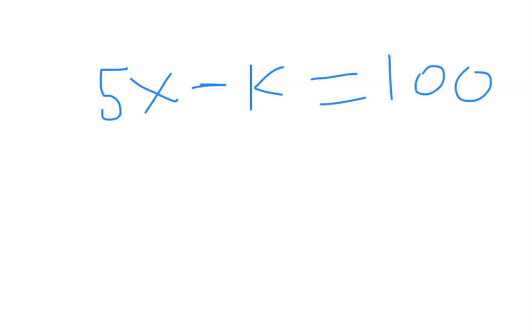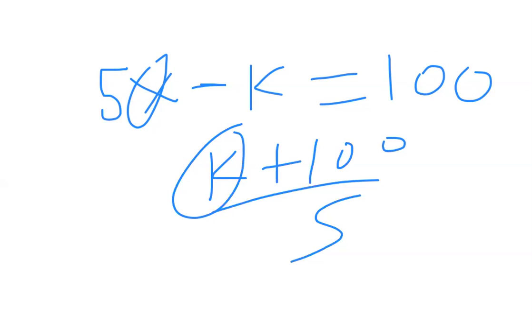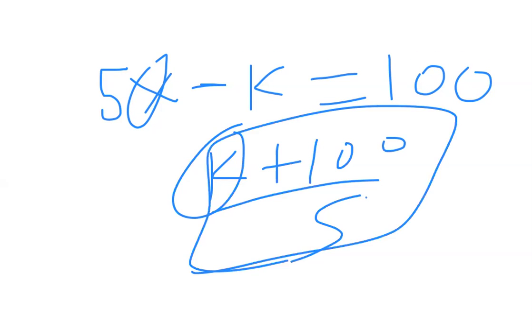So they want to know how much you spent on lunch. So again, X. Again, you do the same procedure. It's going to end up being K plus 100 divided by 5. And if you plug a number in here, you get your numerical answer. So that's your literal algebraic answer.